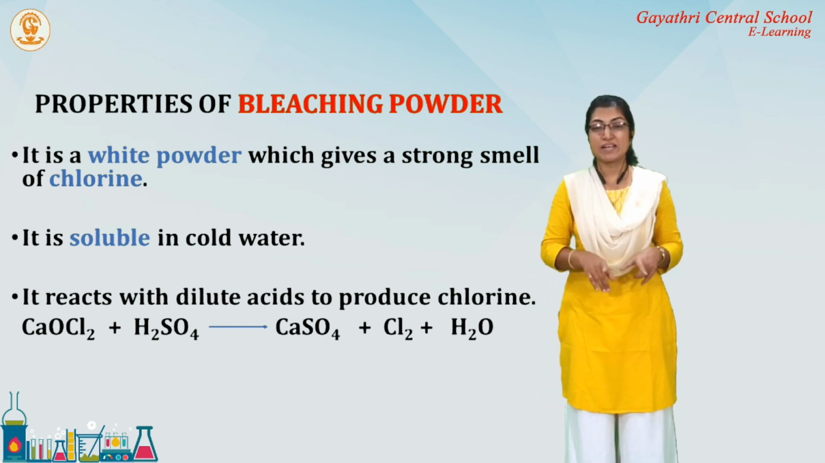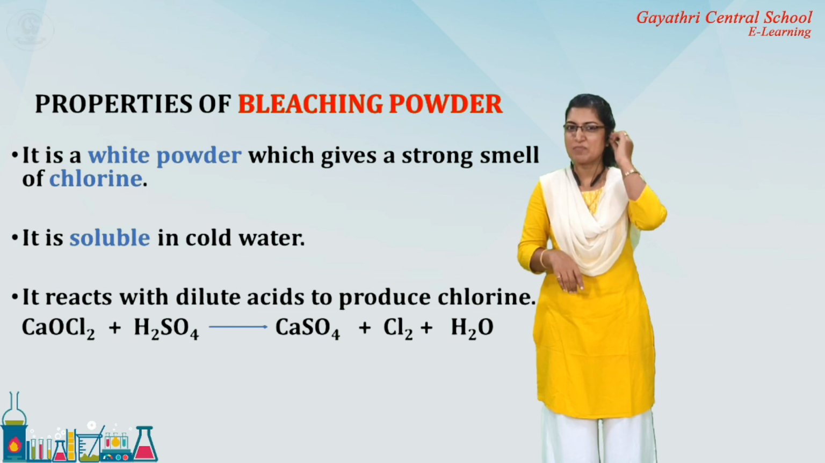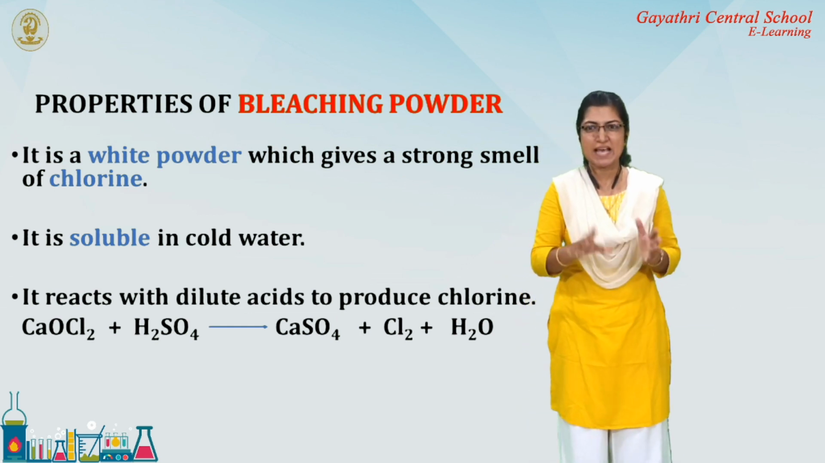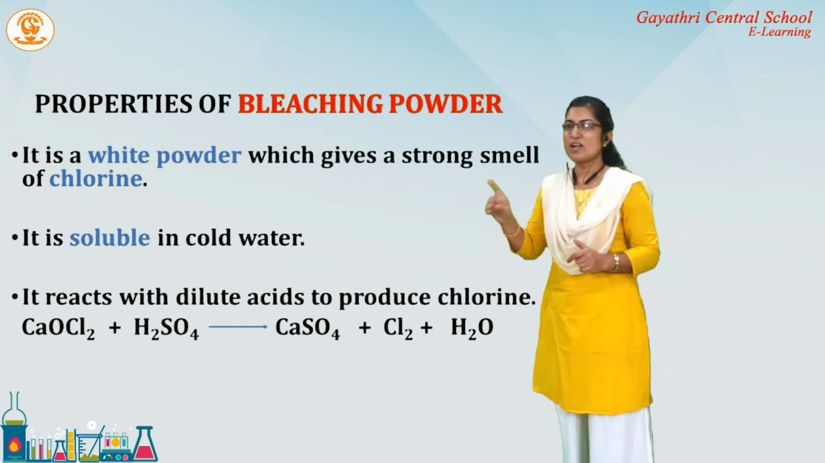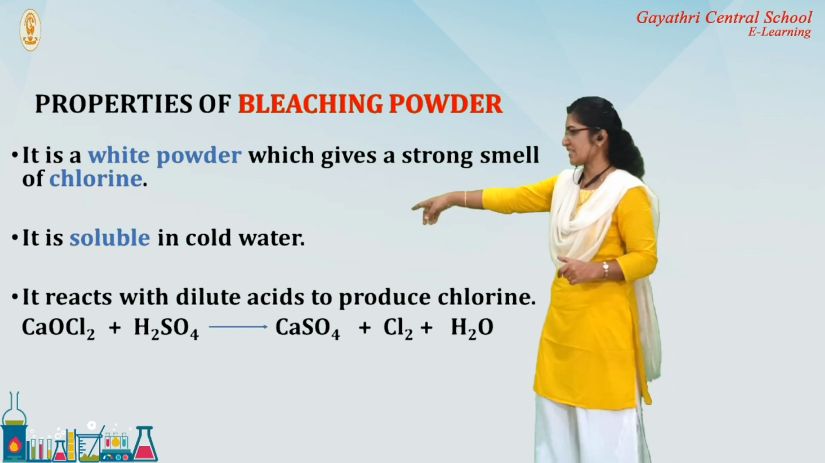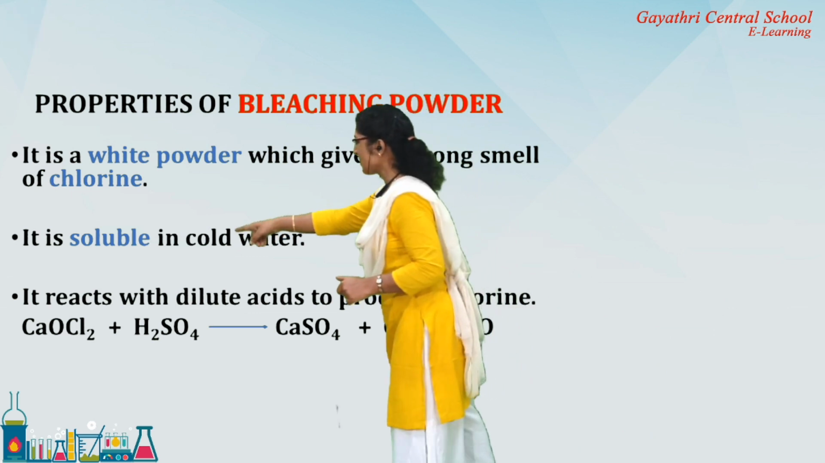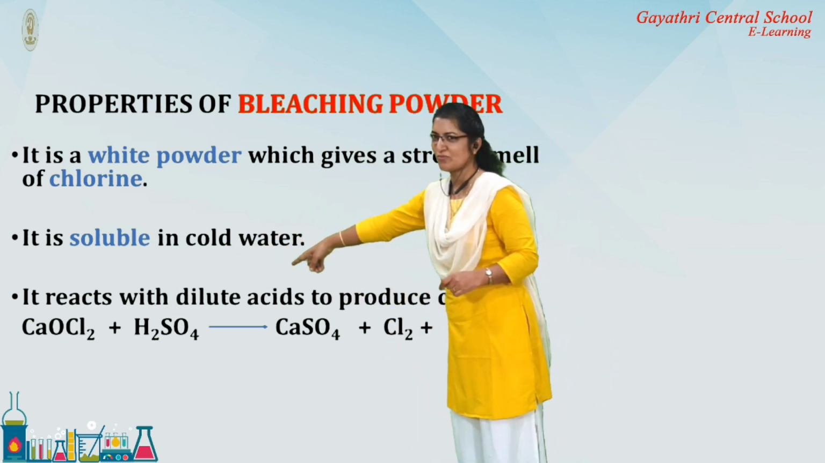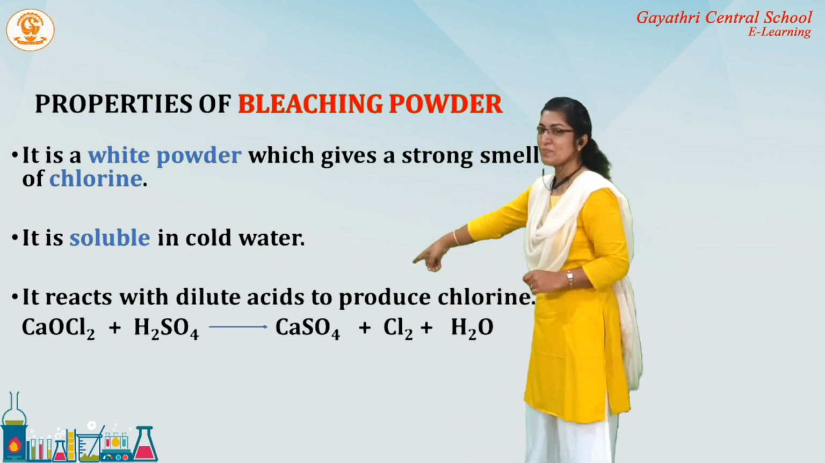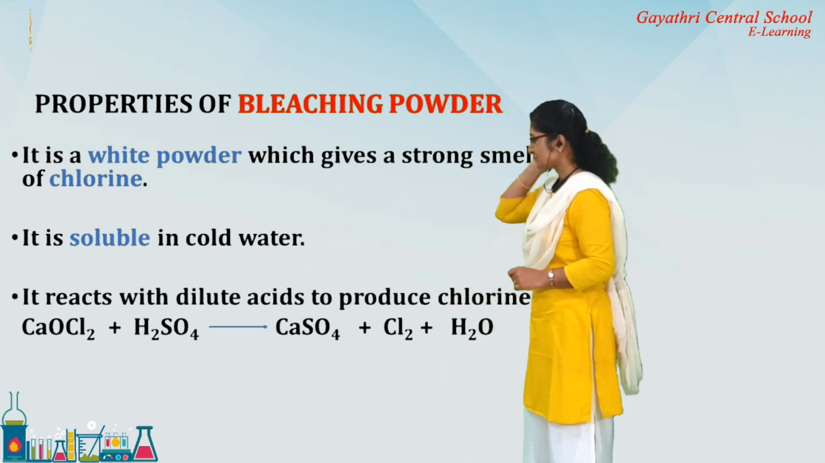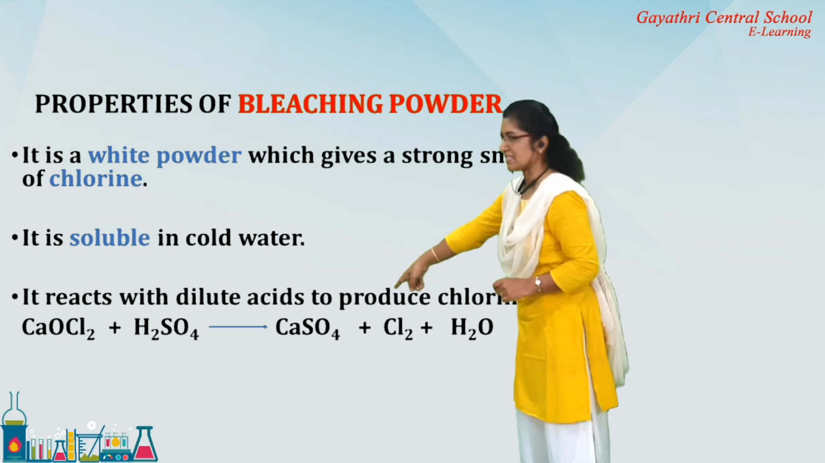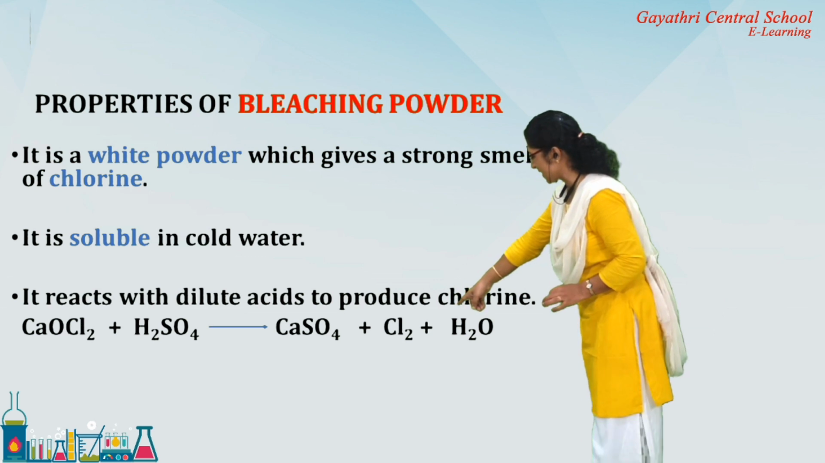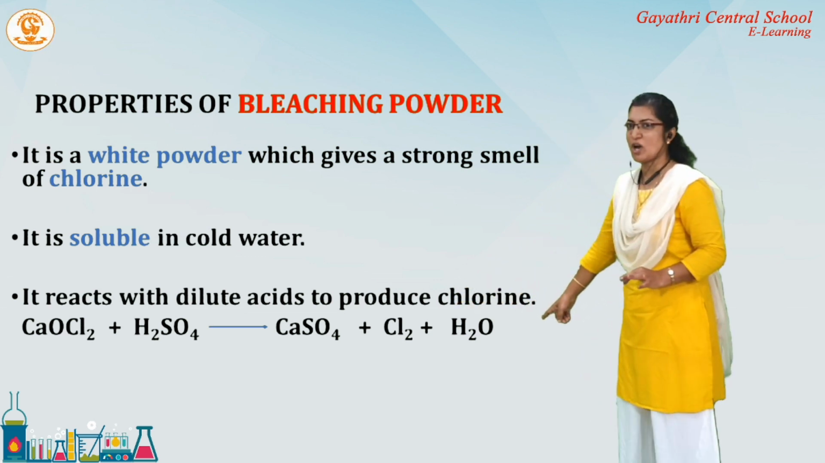Then how is its reaction with acid? How does this bleaching powder react with acid? Bleaching powder, when mixed with acid, you can see the salt calcium sulfate, isn't it? That is CaOCl2 when mixed with sulfuric acid, H2SO4, reacts to form a salt called calcium sulfate, CaSO4, isn't it? And along with that, chlorine gas is produced and water is the product.